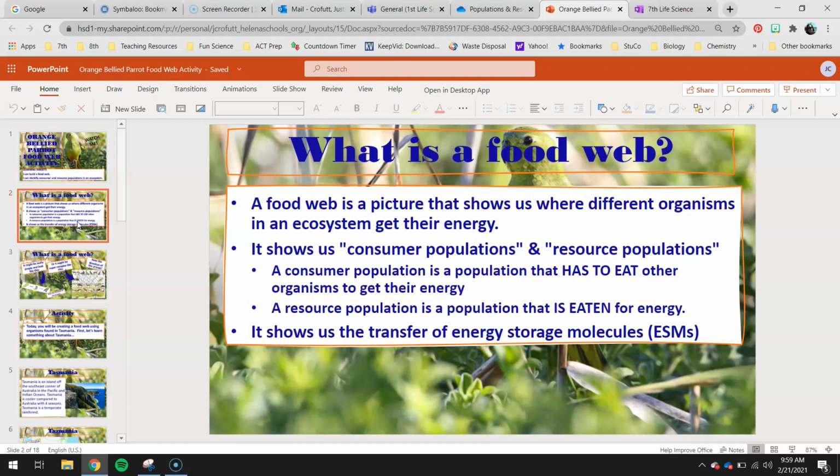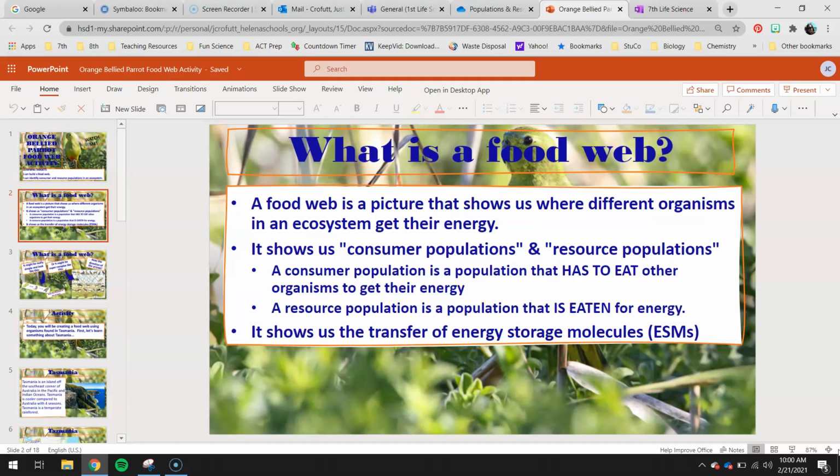Let's take, for instance, a wolf. A wolf is definitely a consumer population because it eats things like deer, elk, whatever it can get its hands on as far as prey to get its energy. They are a consumer population only. On the other hand, a resource population is a population that is eaten for energy. Let's take a look at something like a plant, like a grass. That is a resource population because other animals like deer come along and eat it for energy.